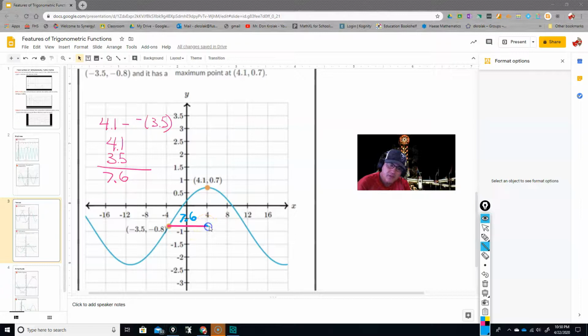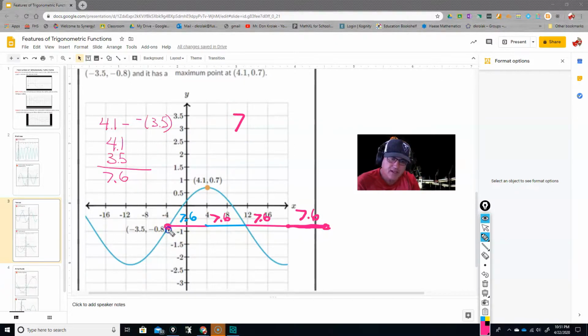Then between these two, that's another 7.6. And I would do that 2 more times. Take that same segment, draw another one. That's another 7.6. And then one more. I can't see it on here. But now I've got 4 sections that are 7.6. And then that would end up being my period.